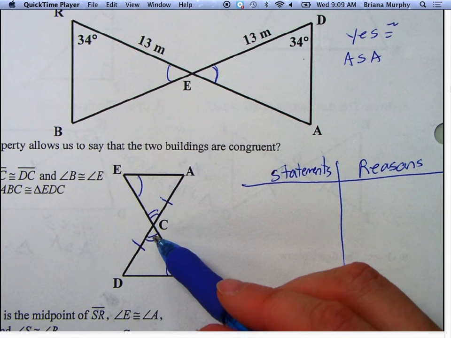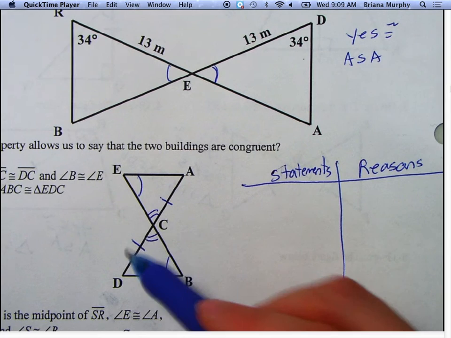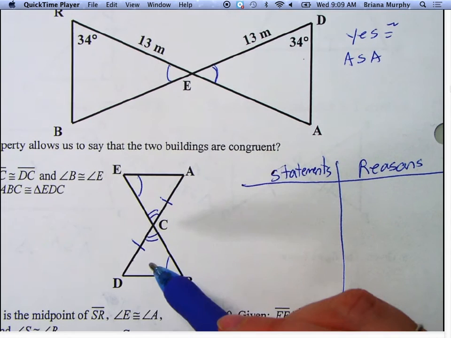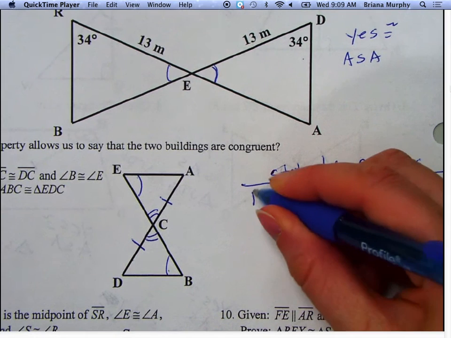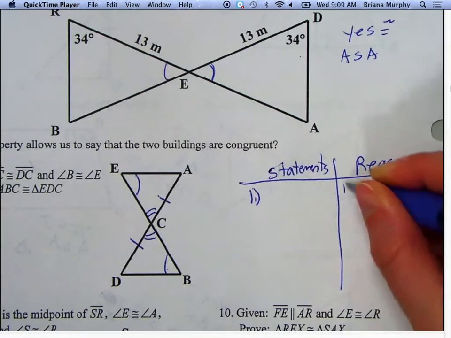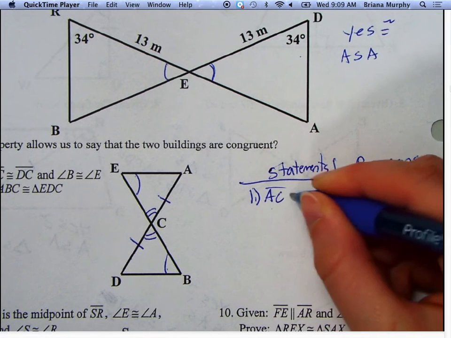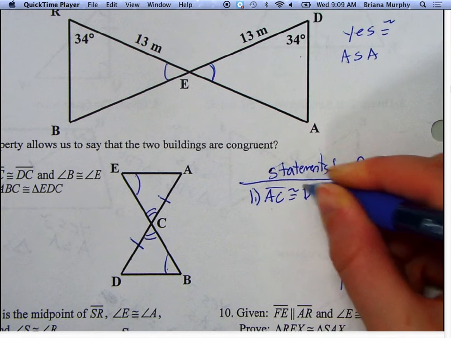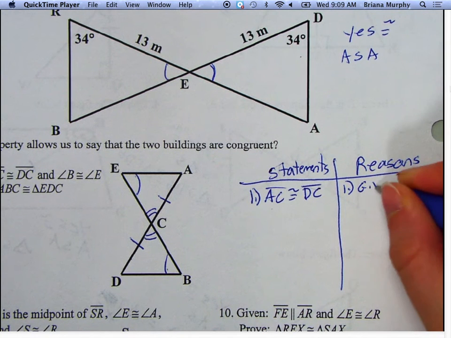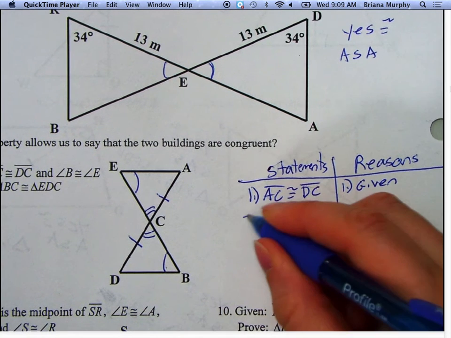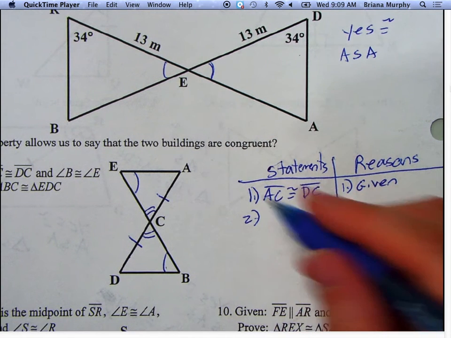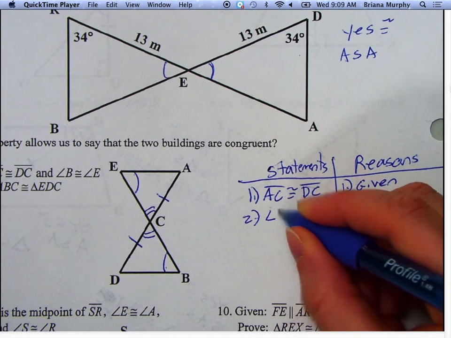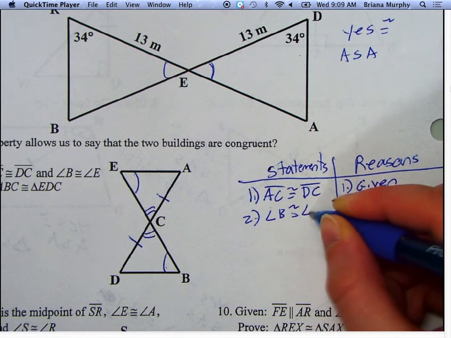Angle, angle, side. Remember, I can't be angle, side, angle unless the side's in between them. So I'm going to write down number one. What am I going to write, guys? AC. By what? What's the reason? Then what am I going to write? I would do the other given part first. Angle B is congruent to angle E by given.